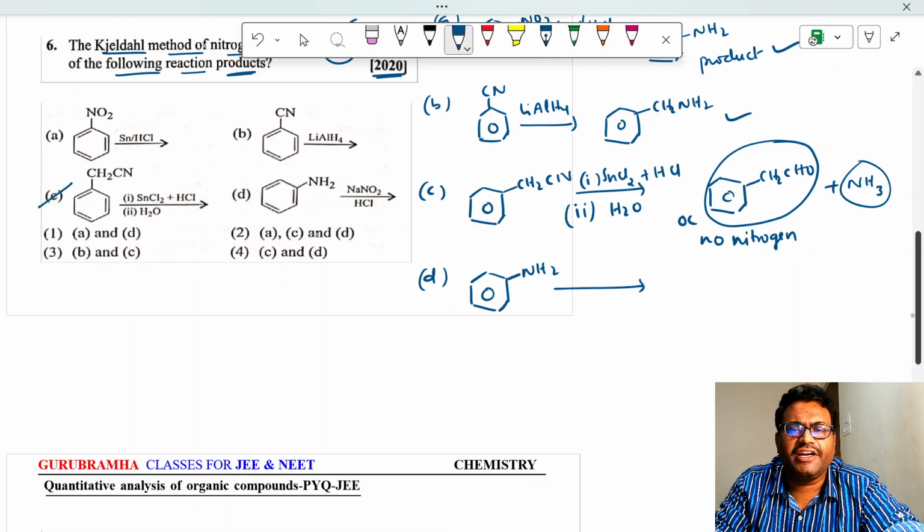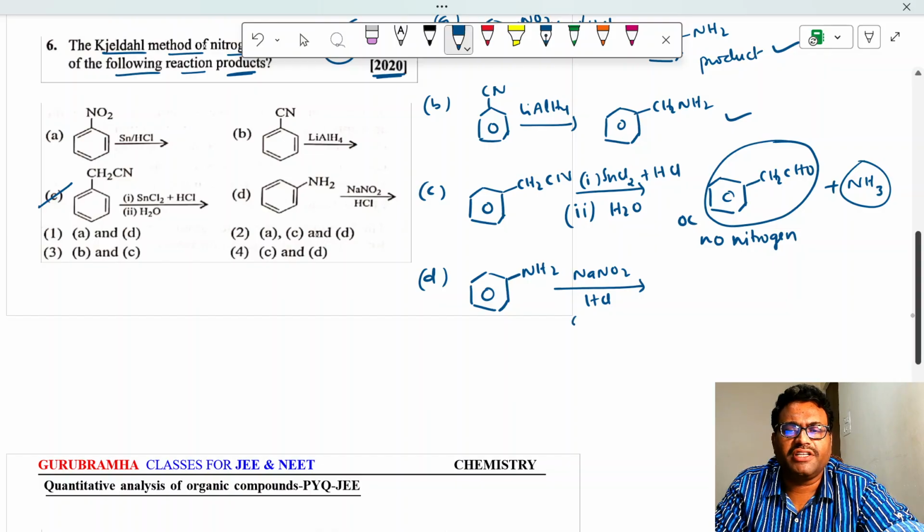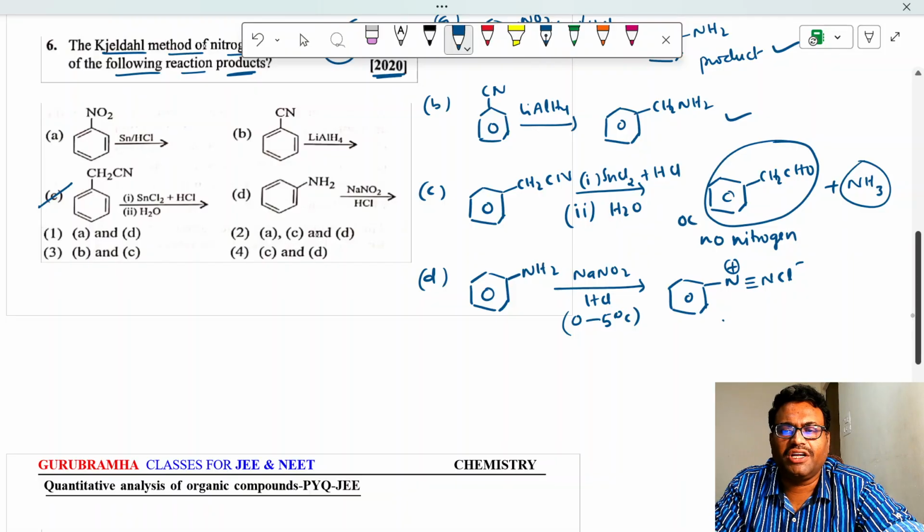NH2 is reacting with water, NaNO2 and HCl at very low temperature, actually 0 to 5 degrees centigrade. Then what do you get? Diazonium salt we get, N+≡N Cl-. So this is the diazonium salt. It is unstable. That is the reason why we have mentioned the temperature.